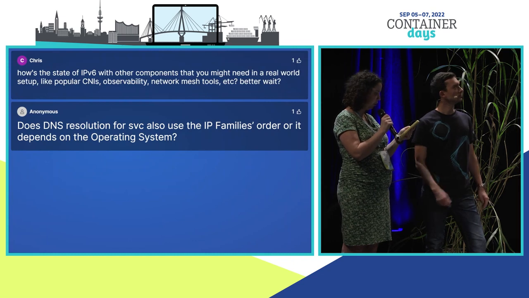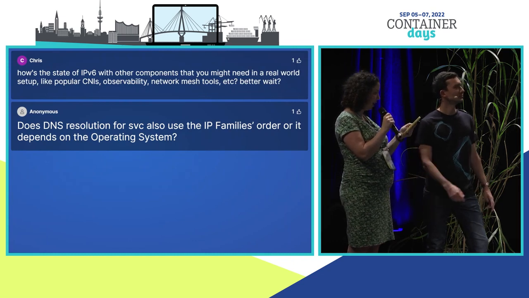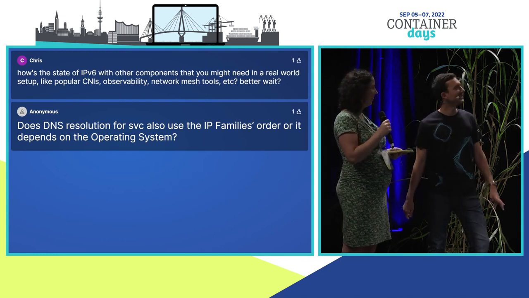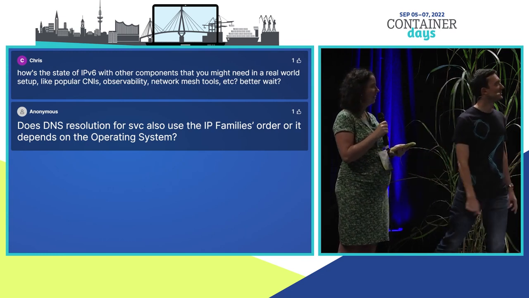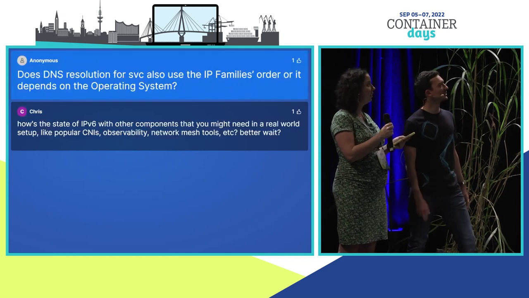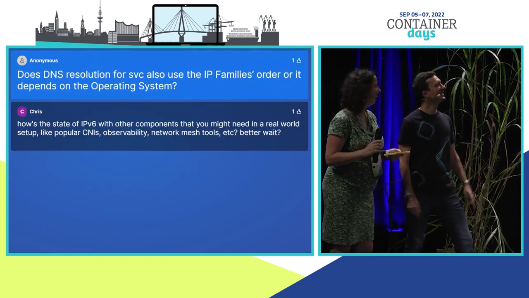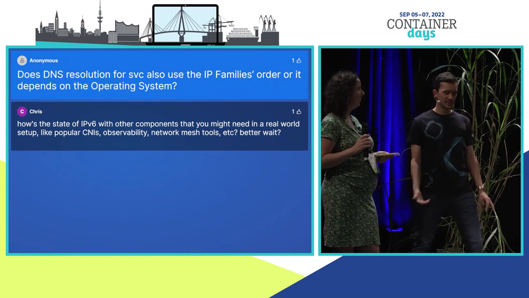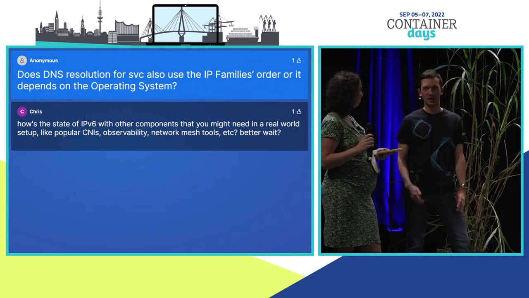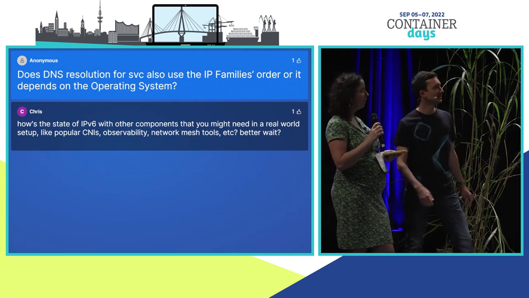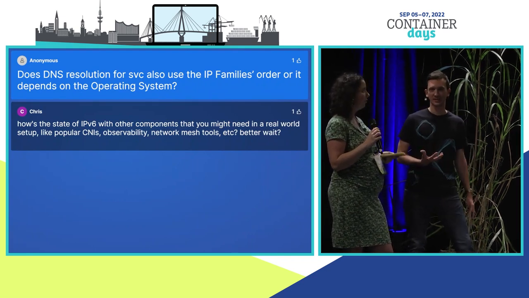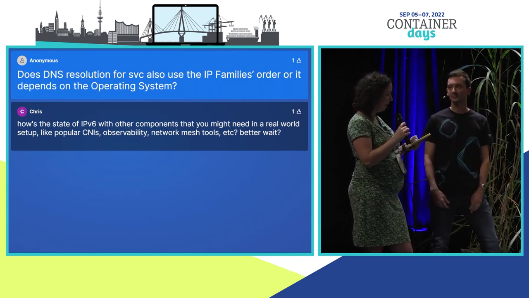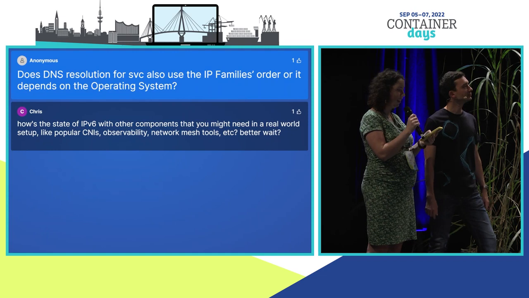Does DNS resolution for SVC also use the IP families order, or does it depend on the operating system? Yeah, so the DNS itself would return you both address families, and what you do with that answer from the DNS, it's up to the operating system. Okay. And last question so far.